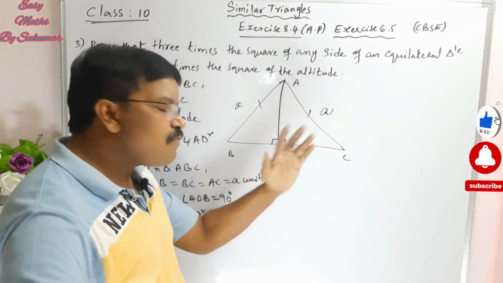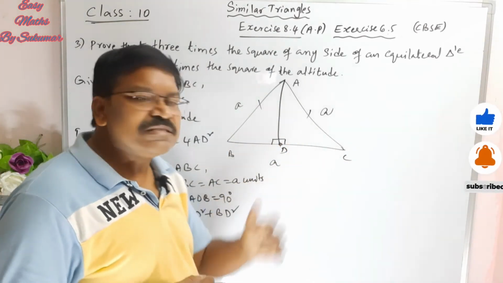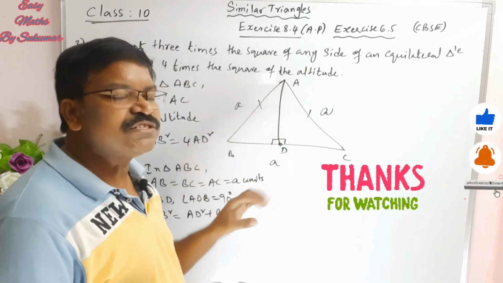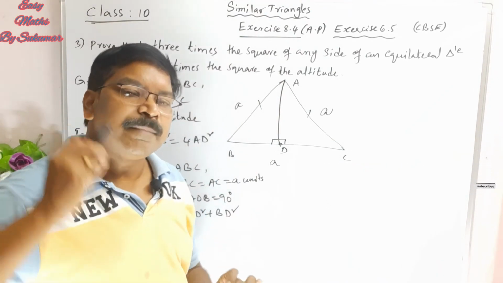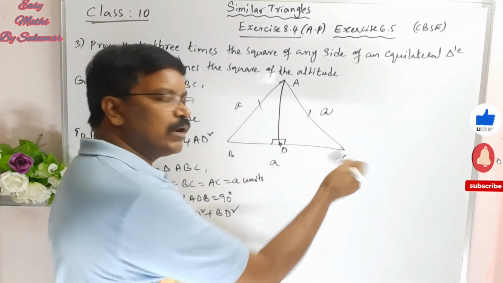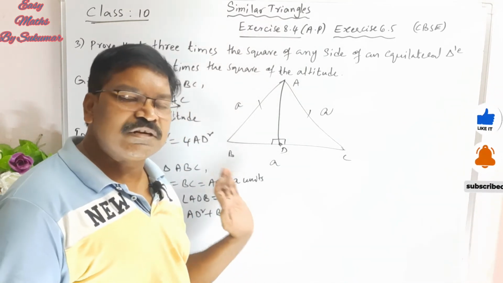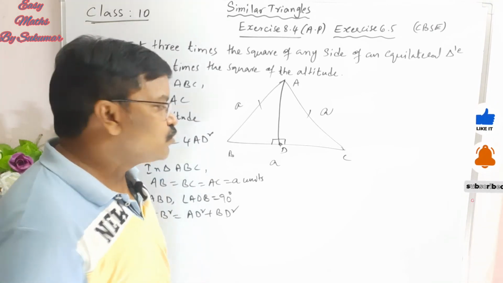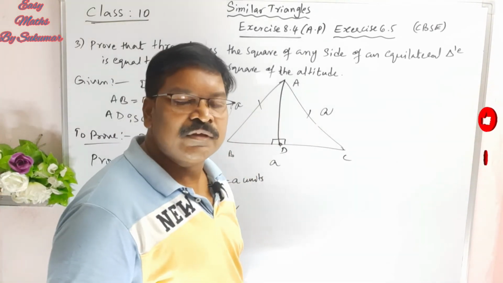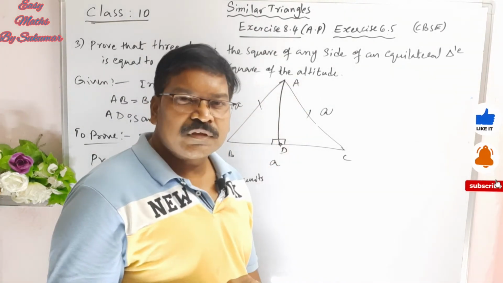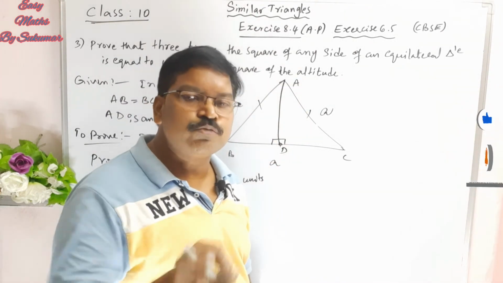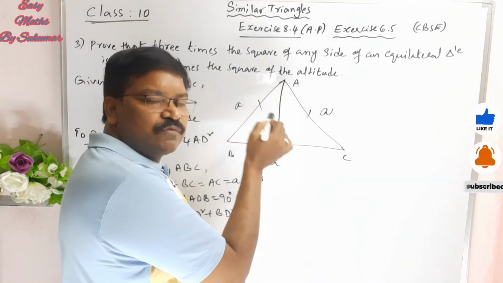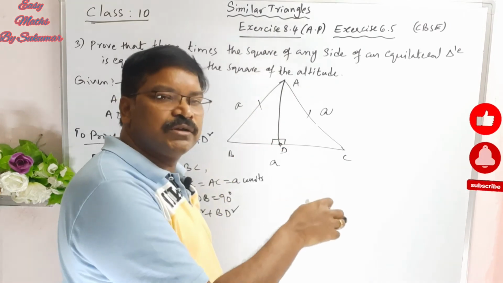BD means half of BC. BD and DC are equal. Why are BD and DC equal? Of course, AD is an altitude, but it is not stated to be the median. If it is a median, then D is the midpoint of BC. But my dear students, for an equilateral triangle, the median and altitude are both the same. So this AD, of course it is an altitude here, but it is also the median.